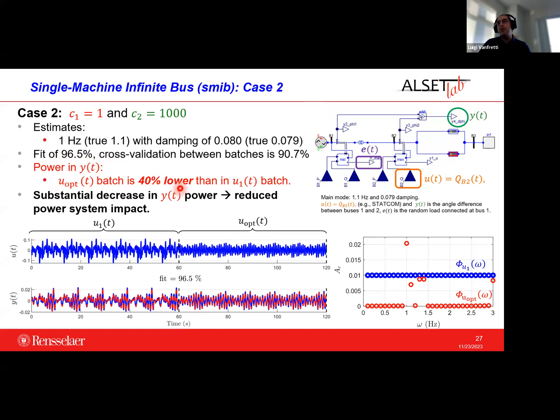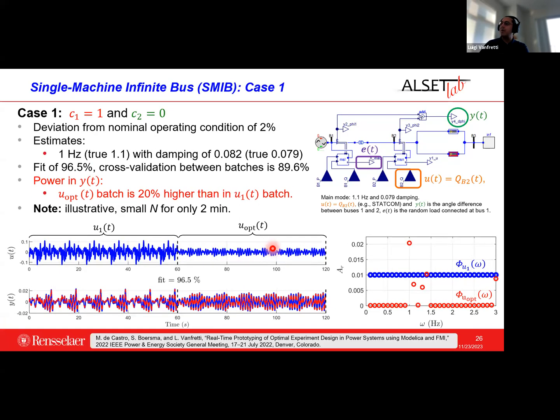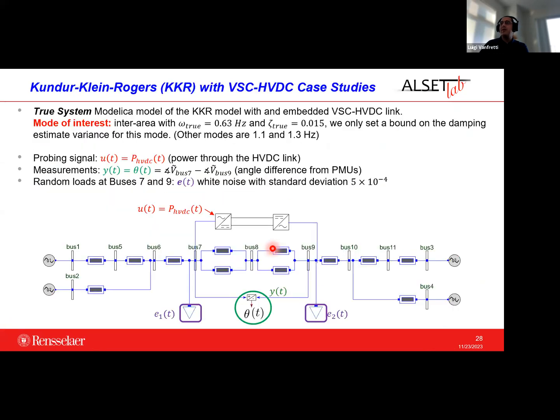But now, if you look at the optimal signal that we obtain, it has 40% lower power than in the previous case. So we are indeed minimizing the system impact. I don't remember if there's anything else I should mention here, but yeah.